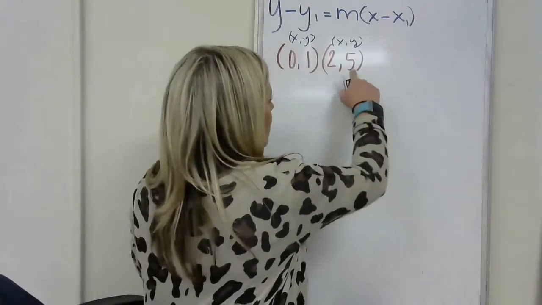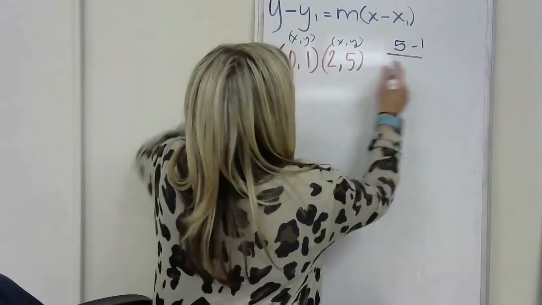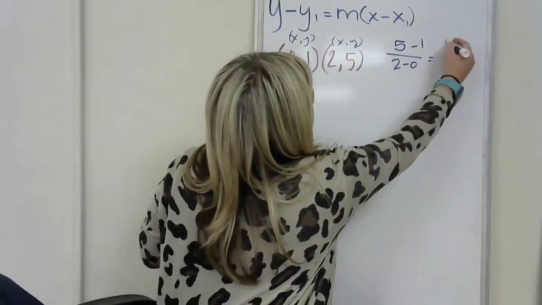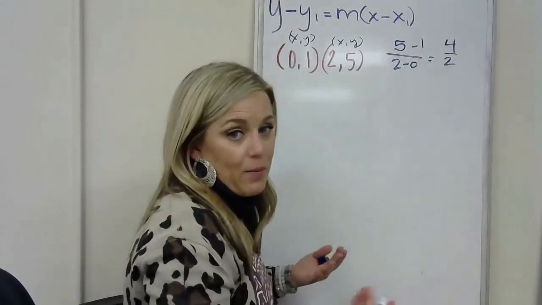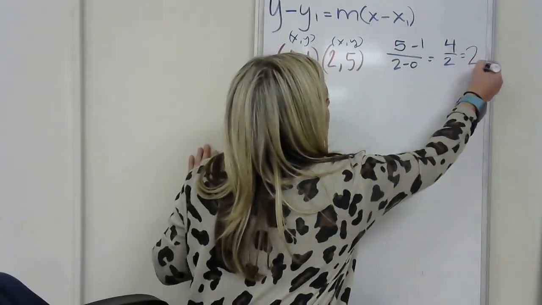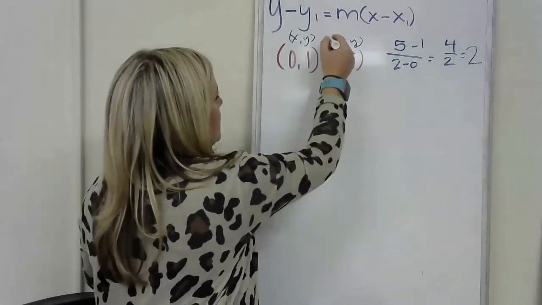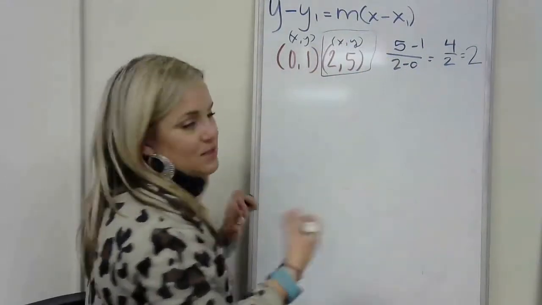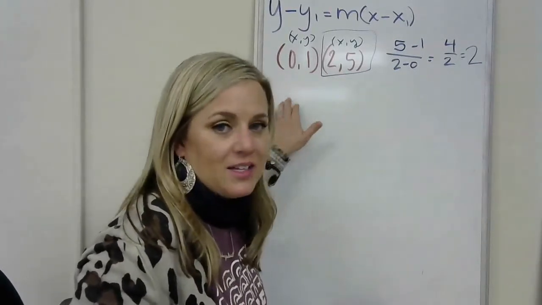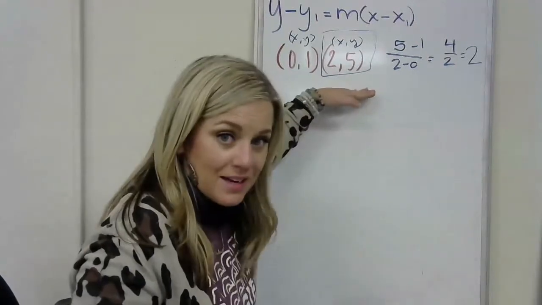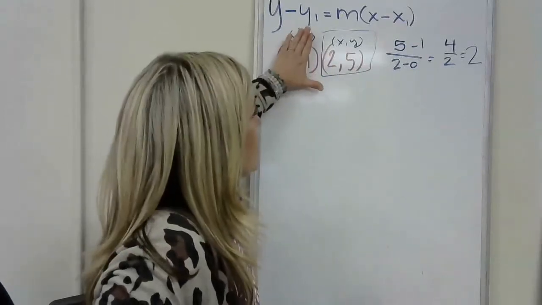So the change in y, here's my y. So 5 minus 1 over 2 minus 0, which is 4 over 2. And we know that that reduces to 4 divided by 2, which is equal to 2. Okay, so our slope for this line is 2. So now I'm just going to pick this one because I said that was my second y. I'm going to pick this set of points. It does not matter which set you choose. Just pick a set. If you pick this one, it's fine. Pick this one, fine.